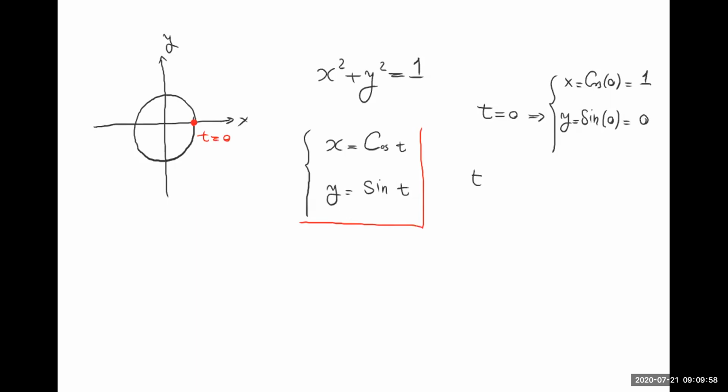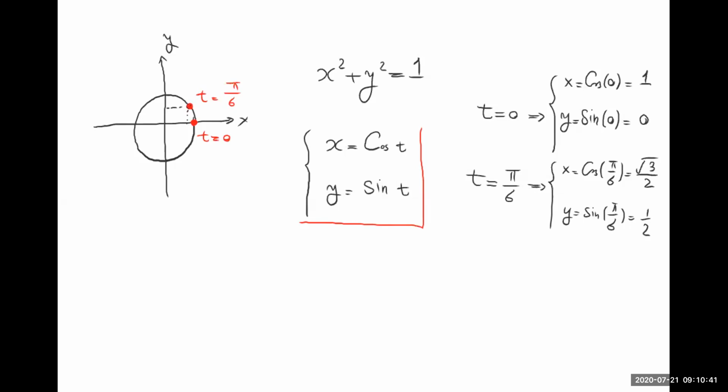What about another value, let's say t equals pi over 6, for example. X would have been cosine of pi over 6, which is the square root of 3 over 2. And y is sine of pi over 6, which is 1 over 2. Okay, where is that? Well, it's here. This is t equals pi over 6. The particle would be here.